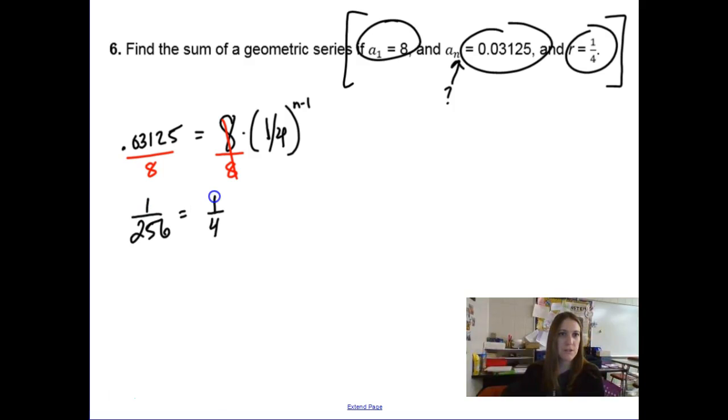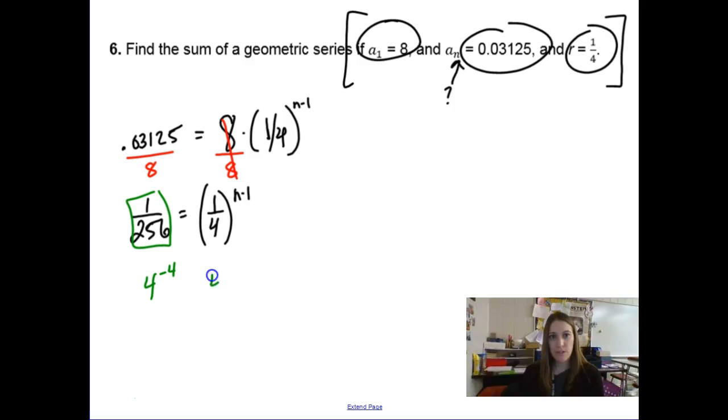Equals 1/4 to the n minus 1 power. Now, there's a lot of ways we could solve this. You could use logarithms. I might suggest you rewrite this in terms of the same base. These have a common base of 4. This is 4 to the negative 4th power, because the negative would flip to a fraction, right?